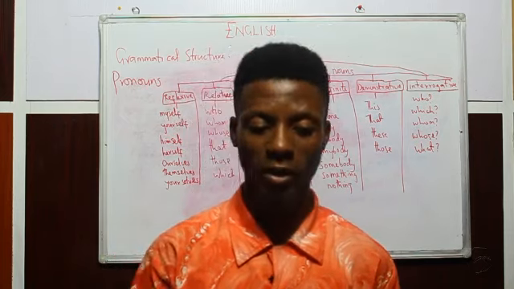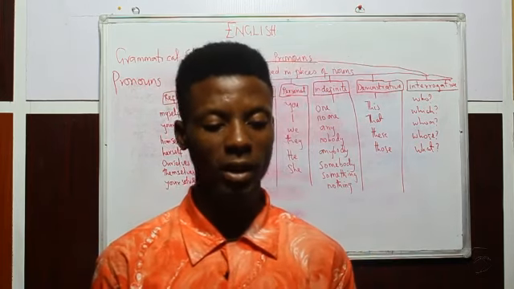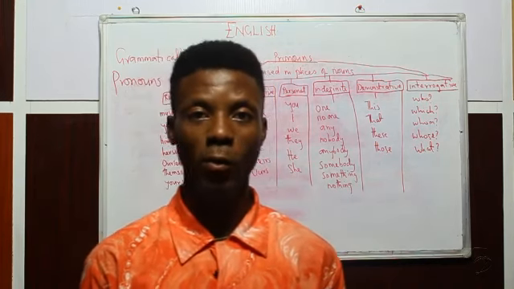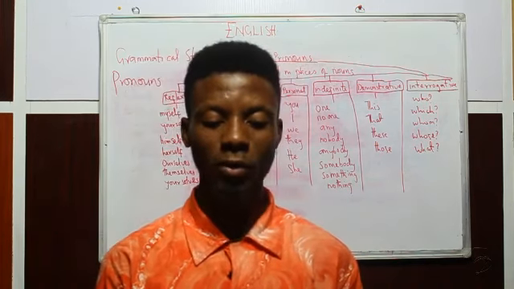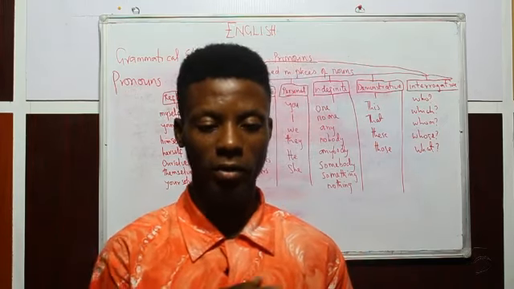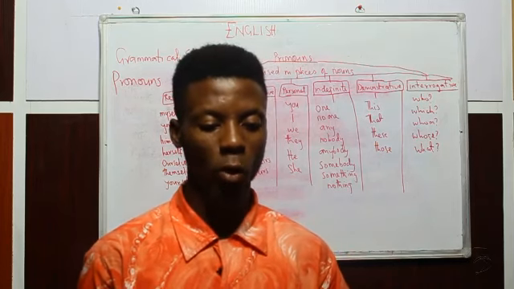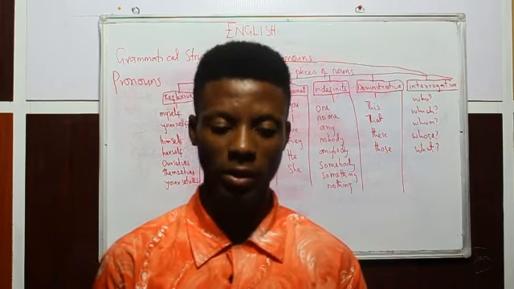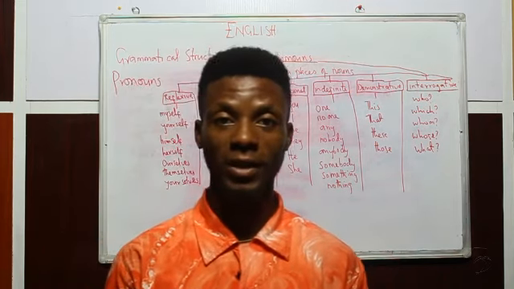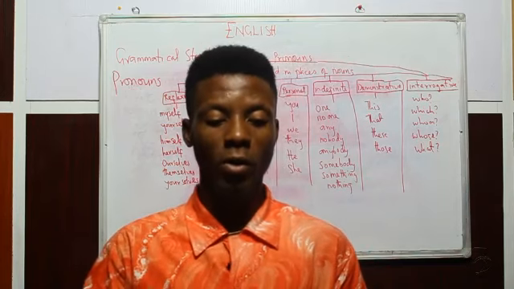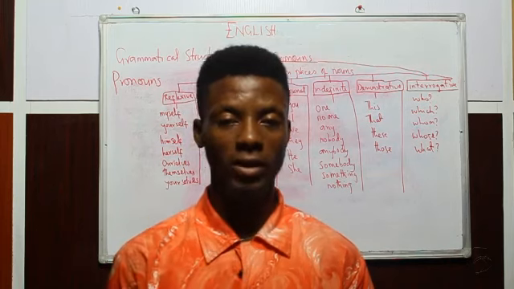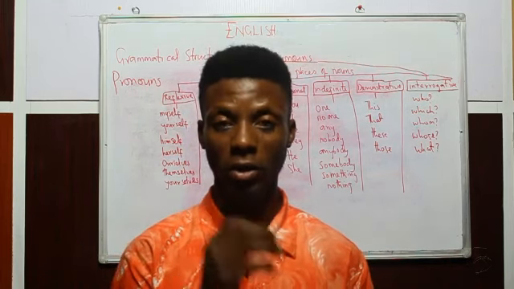Let us examine more examples. The girl that stole the book was later caught. We can say the girl was later caught, but that stole the book is a relative clause that gives more information about the girl. We have, the police officer whose wife was raped is here. We can say the police officer is here, but whose wife was raped is a relative clause that gives more information about the police officer.